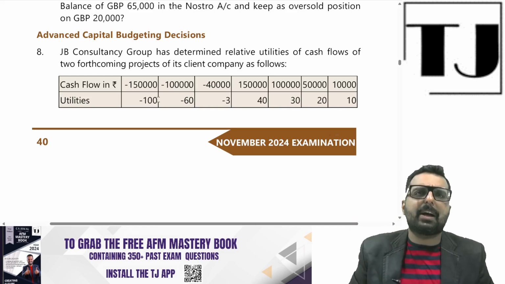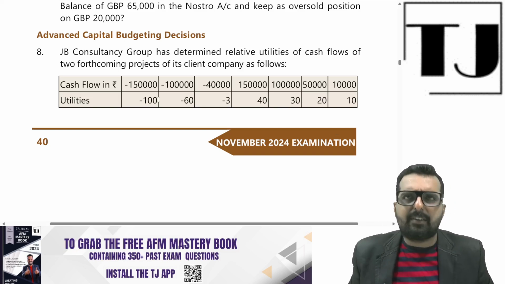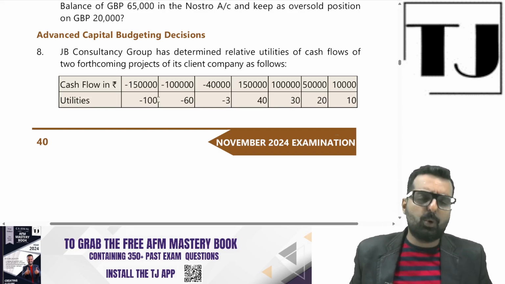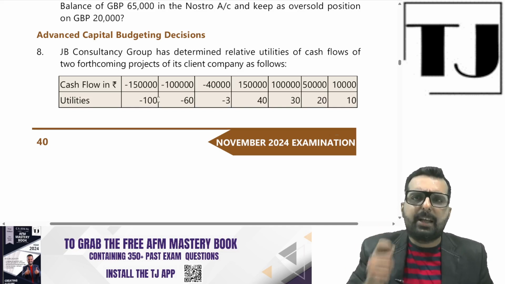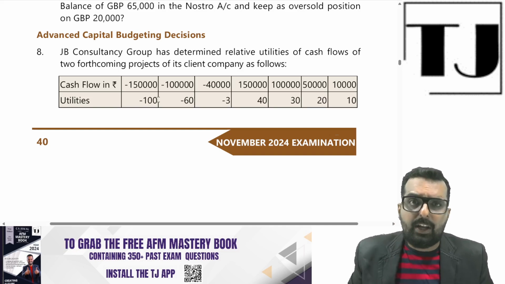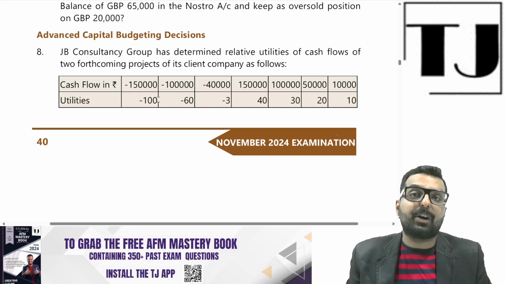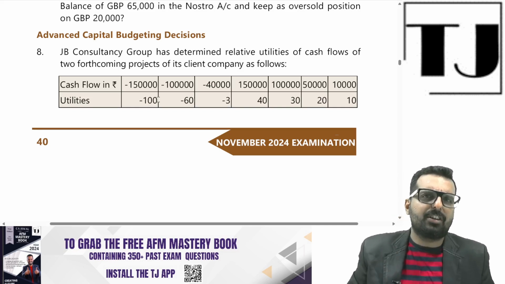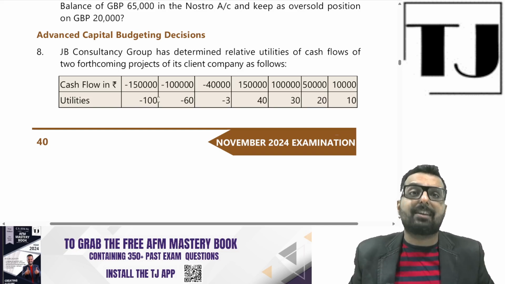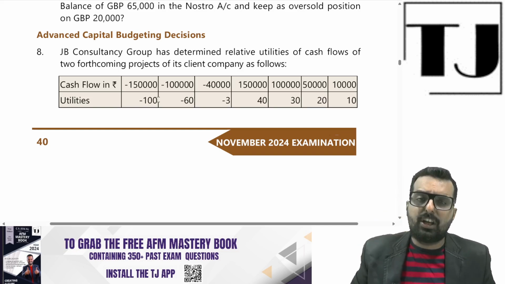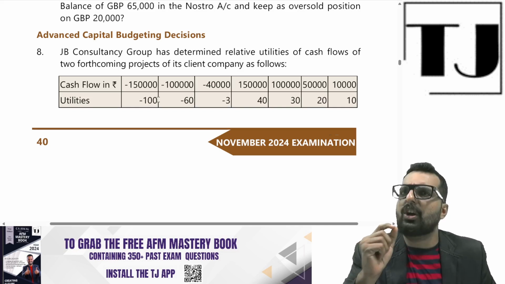Now, what do you mean by the word utilities? Friends, in your economics class, you would have learned about a theory called the law of diminishing marginal utility. This theory was created by a great personality called Alfred Marshall. Alfred Marshall says that our level of satisfaction can be measured in a unit which is called utils.